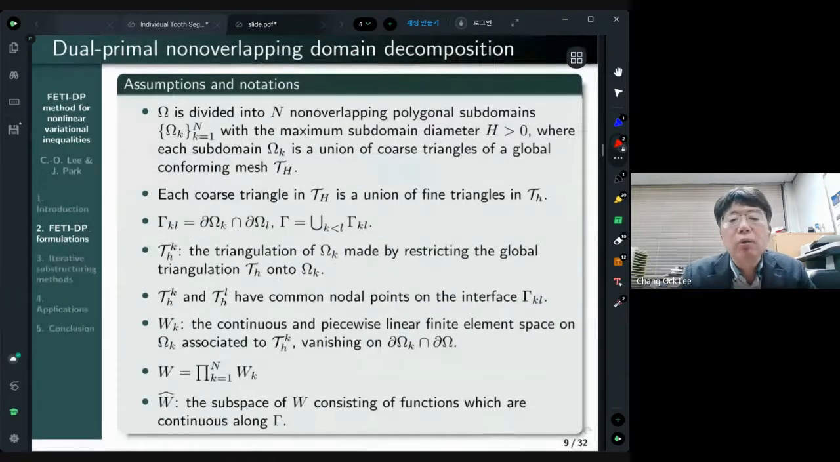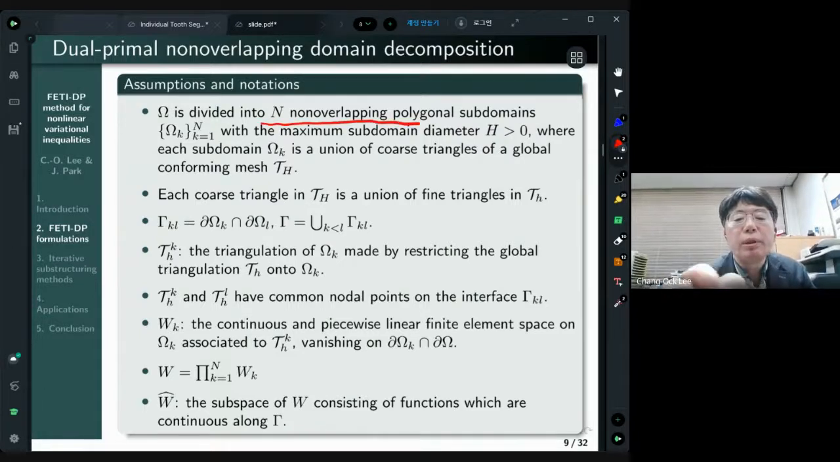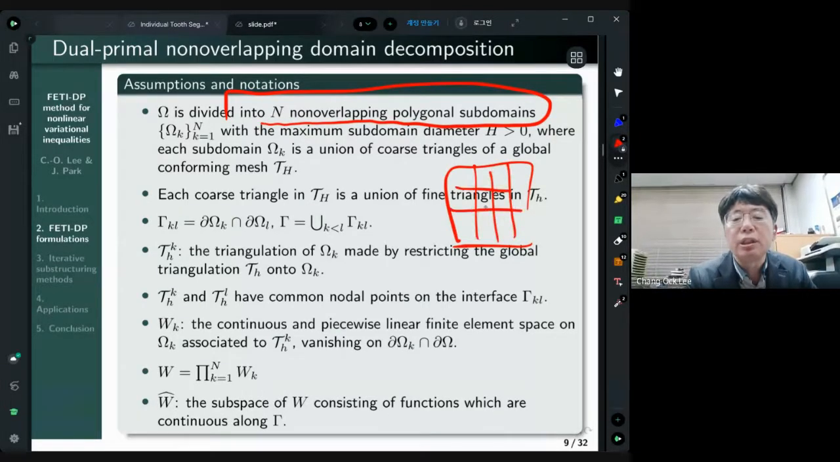Okay, so now our assumptions. So let me give some assumptions and notations. First, we consider the n non-overlapping polygonal subdomains. Okay, so we have omega here, then you take some partitions, and now each subdomain is called omega k. So omega is divided into n non-overlapping subdomains, and now the maximum subdomain size, this size is capital H. Each omega k is now a union of coarse triangles of a global conforming mesh.